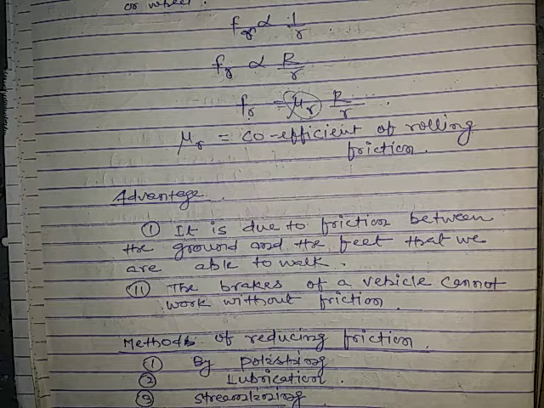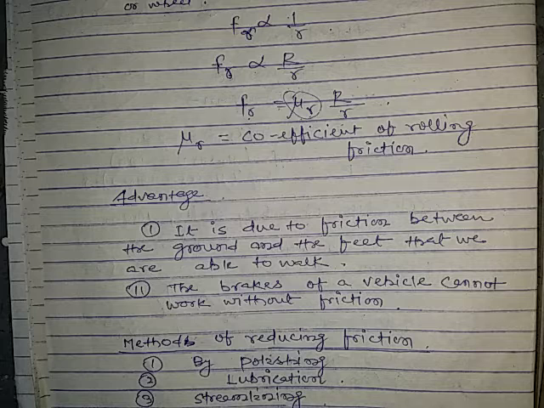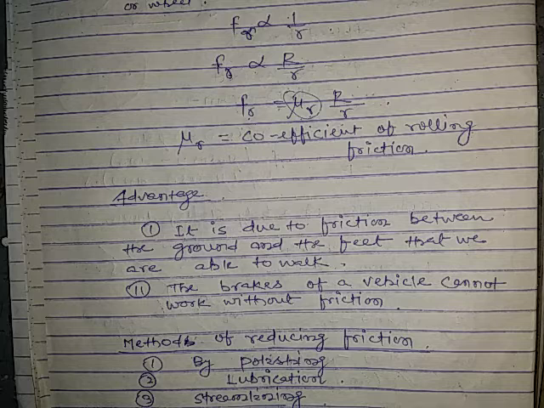Now, what are the methods of reducing friction? By polishing: if you polish the surface, it becomes smooth and the force of friction is reduced. By lubrication, using oil or grease, we reduce the frictional force. And by streamlining we reduce the friction force.